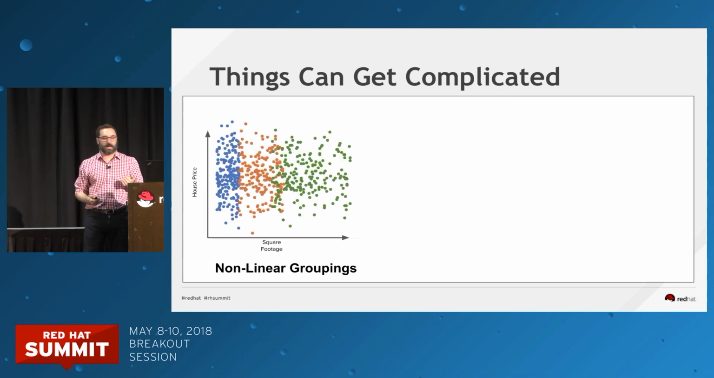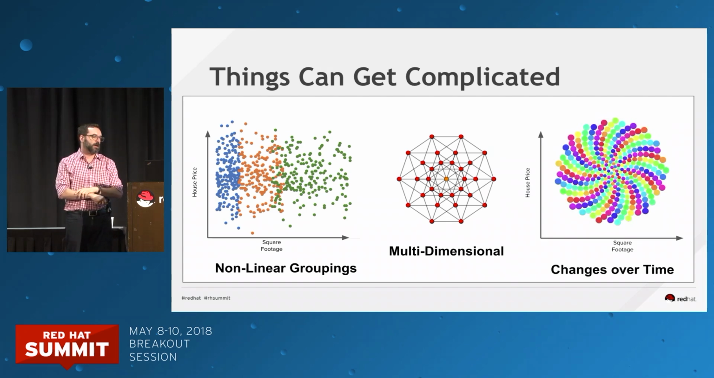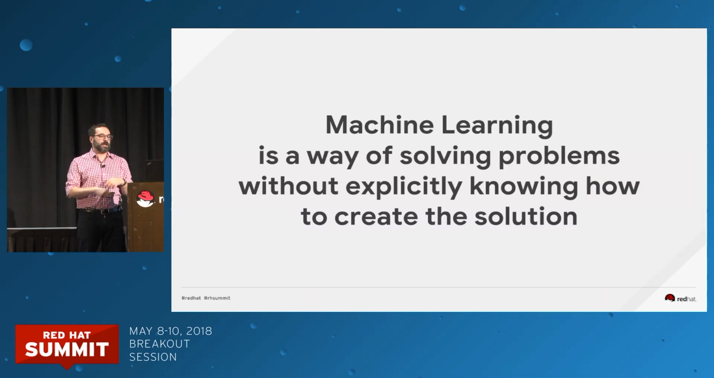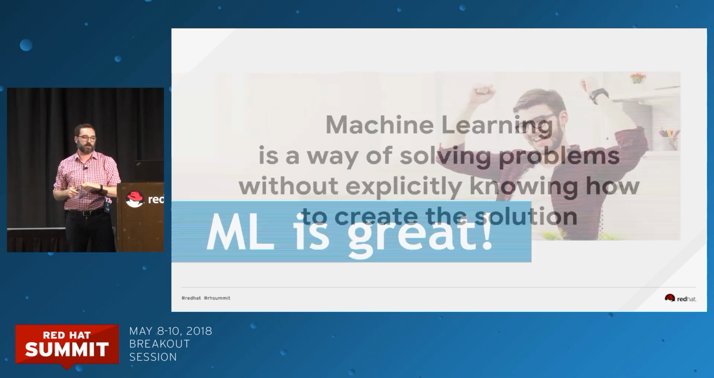But things can get complicated. You could have nonlinear groupings. You could have multidimensional. We only had one dimension there. Maybe you have many, many dimensions. Things could change over time, which is obviously very complicated. And what I think this all goes to is that machine learning, while it captures a very simple concept, taking a bunch of data and making a regression out of it or using some standard techniques, at the end of the day, what we believe is that machine learning is a way to get at that answer for your business problem without explicitly knowing how to create the solution.